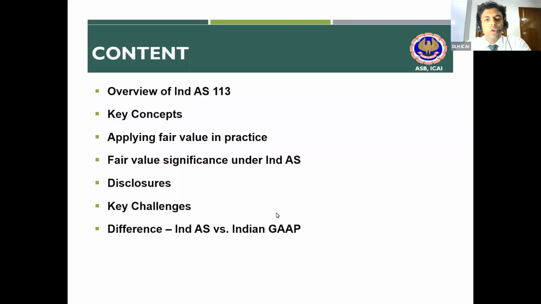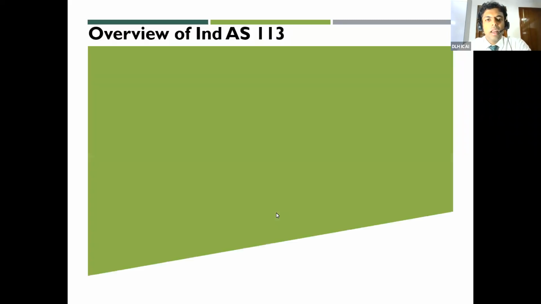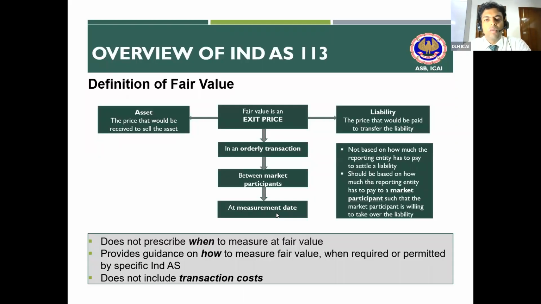So what we are going to discuss is the overview of Ind AS 113. Then we will discuss certain definitions and the key concepts of 113. Then we will discuss how to apply the fair valuation concept in practice. After that, we will discuss the fair valuation significance under different standards, disclosure requirements, key challenges, and the difference between Ind AS and Indian GAAP on account of fair valuation. Right. So let's talk about the overview of Ind AS 113.